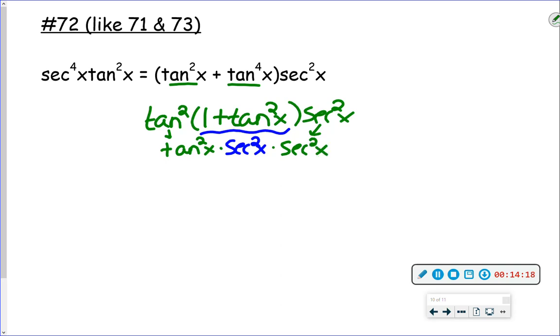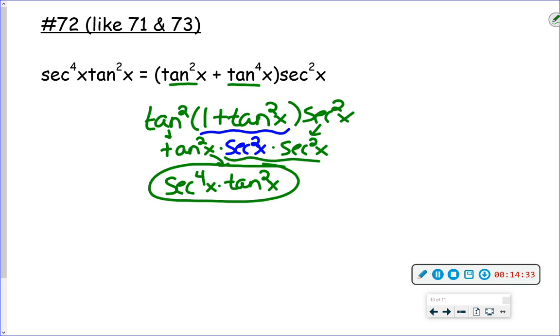I think we've got our left-hand side, because secant squared, I'm going to combine that to secant to the 4th, and then we still have the tangent squared. And remember, the order you multiply in doesn't matter. That's why it's okay that I reverse secant and tangent, so it matches exactly to my left-hand side. So, a little hint there for you. Be on the lookout for a GCF when you get to 71 and 73.